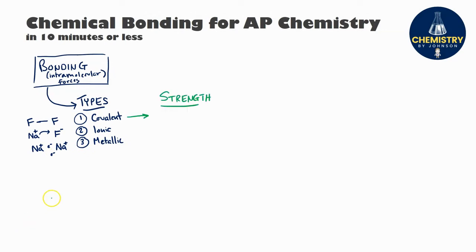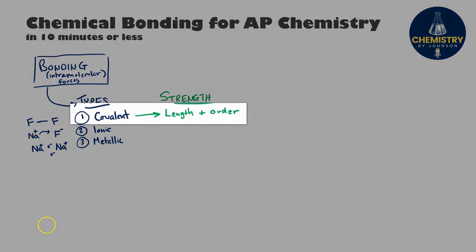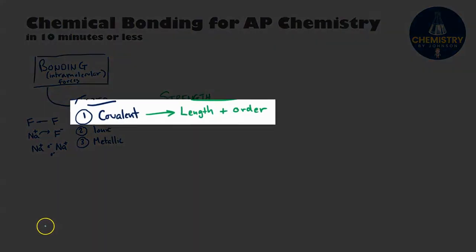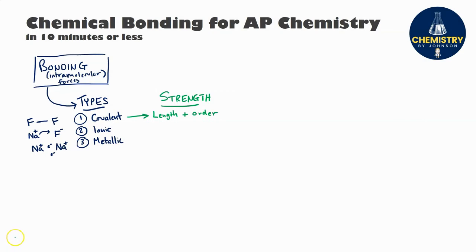Now let's talk about how we can make relative comparisons between the strength of one bond to another. When comparing the strengths of covalent bonds, there's two factors you have to consider. The first is the length of the bond. The second is the order of the bond. So when you're looking at the length, the longer the bond is, the weaker it's going to be, and conversely, the shorter it is, the stronger it's going to be.